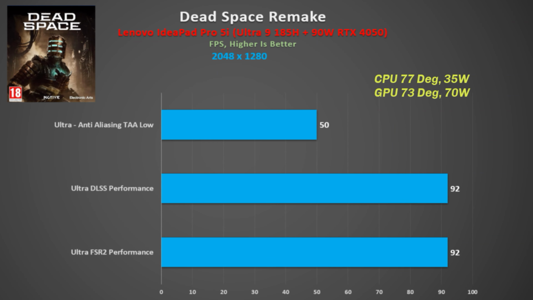With ultra settings, anti-aliasing on, TAA set to low, we get 50 FPS. Ultra settings, DLSS set to performance, 92 FPS, and using ultra settings and FSR2 also set to performance, we got 92 FPS. So that's interesting. FSR2 and DLSS performed exactly the same, getting nearly double the frame rate as you would without it at all. And it's definitely worth having because it looks the same to me as well.